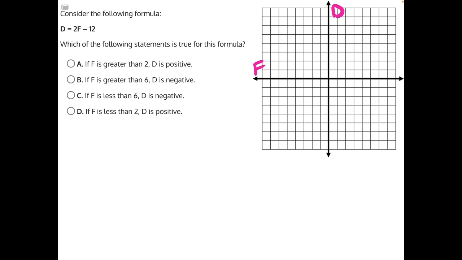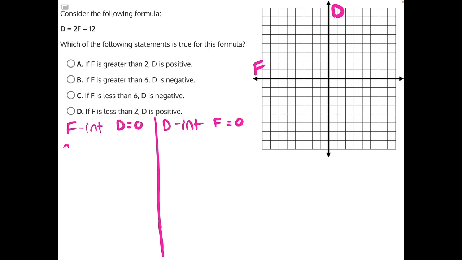and then we can start to find our intercepts. So we'll have our f-intercept is when d is equal to 0, and then our d-intercept is going to be where f is equal to 0. And this will be the fastest way to graph. So let's go ahead and start with our f-intercept.